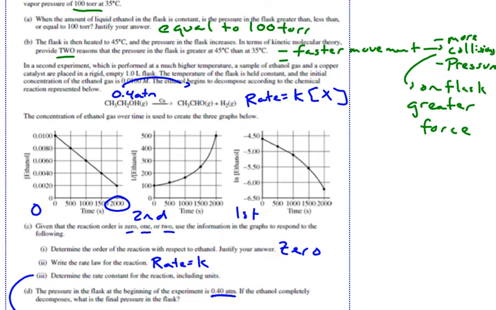You could do an ICE box for this. So if you have 0.4 to start, pressures work like concentrations. You have 1 mole of gas on the left, 2 moles of gas on the right. So it would be 0.8. The reason is you went from 1 mole of gas to 2 moles of gas, so the pressure doubles. That would be the justification. 1 point.